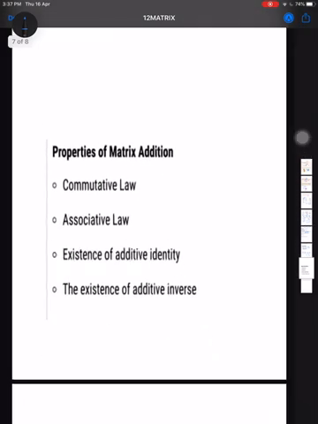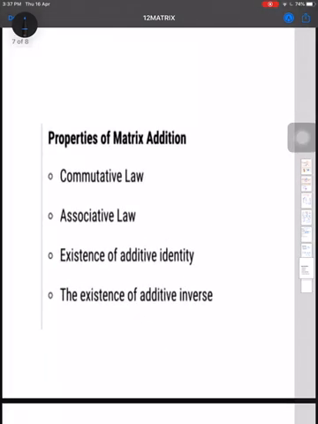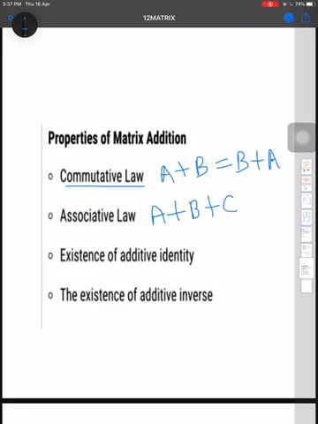The next one is properties of matrix addition. Matrix addition follows the commutative law. Commutative law, you know that a plus b is equal to b plus a. Means while adding, order doesn't matter. Next one is associative law. Associative law, if you have three matrices a, b and c, if you're adding these, either you can add the first two or you can add the last two, the result will be same. So matrix addition is also associative. Now existence of additive identity.